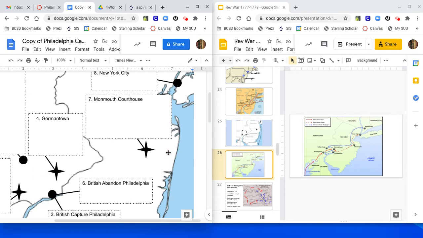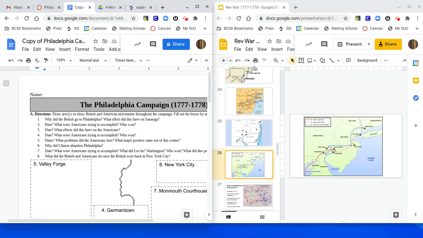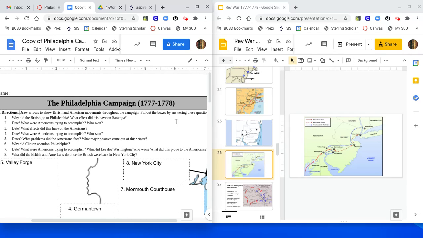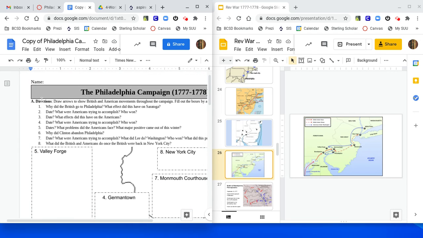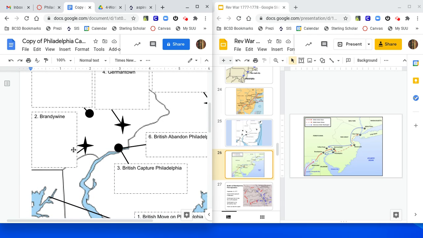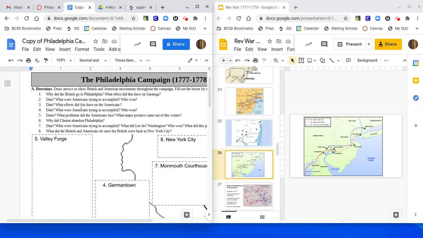So what I'm going to do is, I better read all the directions. Draw arrows to show British and American movements throughout the campaign. Fill out the boxes by answering these questions. Why did the British go to Philadelphia? Number two, and I've got it numbered right there, and you can get all this from the slideshow. You can answer them right in there.